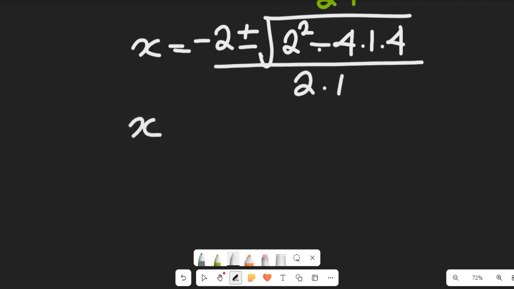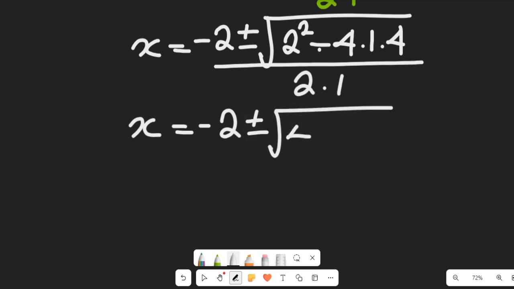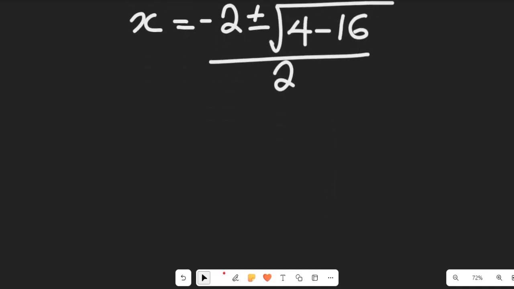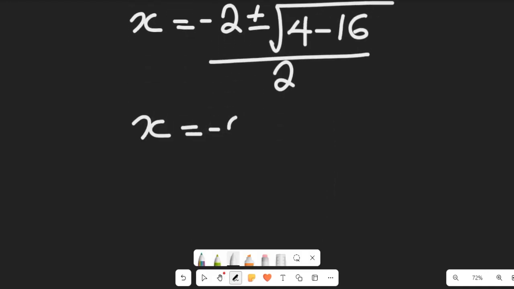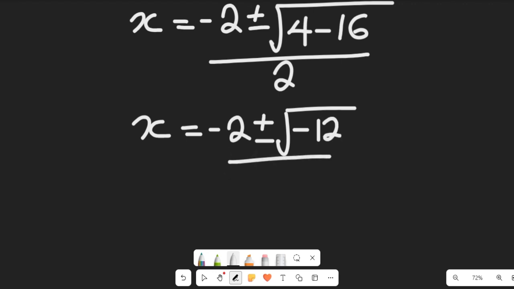The value of x will now be equal to negative 2 plus or minus the square root of 4 minus 16, right? Good. And this will be divided by 2. From here, we can see that the value of x will be equal to negative 2 plus or minus the square root of negative 12, right? 4 minus 16 is equal to negative 12, and that will be divided by 2.